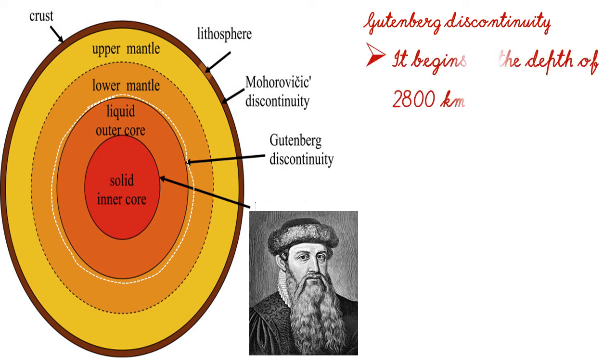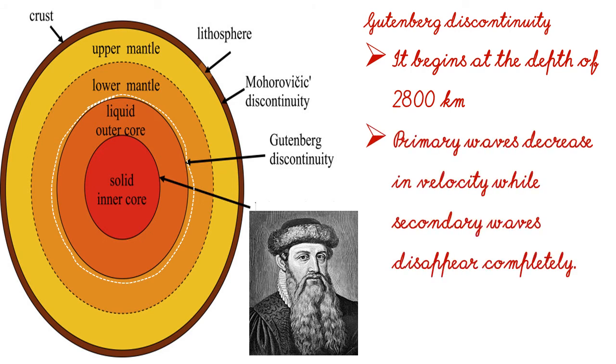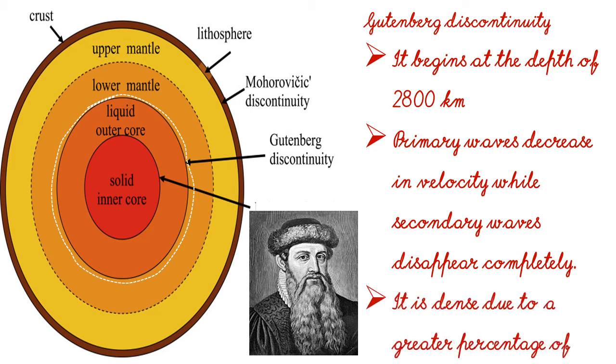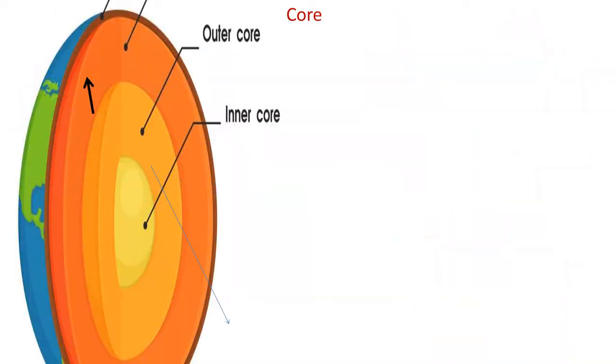It begins at the depth of 2800 km. Here, there is an abrupt change in the seismic waves. Primary seismic waves decrease in velocity, while secondary seismic waves disappear completely. It is dense due to a greater percentage of iron. Now let's discuss the core.